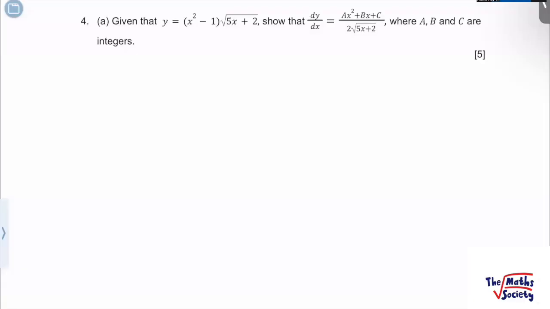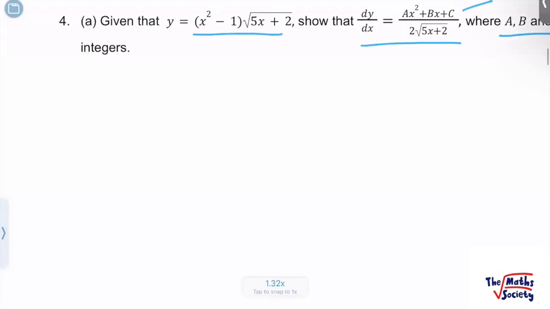Okay, so now moving on to 4, which says that given that y equals x squared minus 1 multiplied with root 5x plus 2, you need to show that dy by dx is equal to ax squared plus bx plus c over 2 root 5x plus 2. So that's a form that you have to give where a, b, and c are integers.